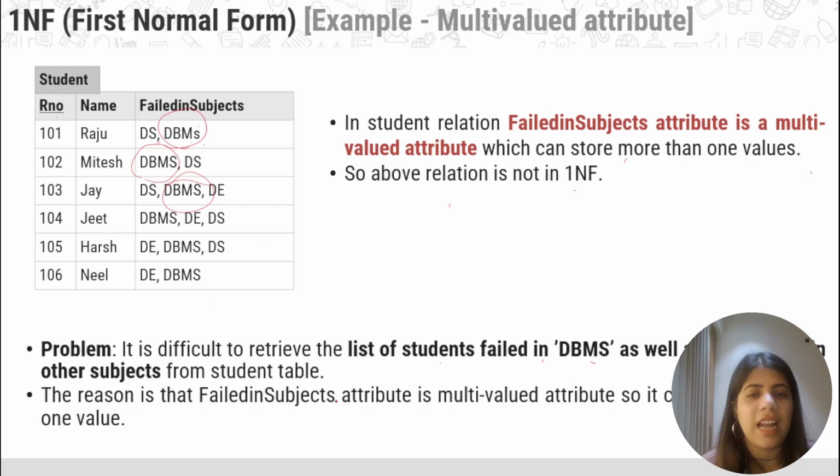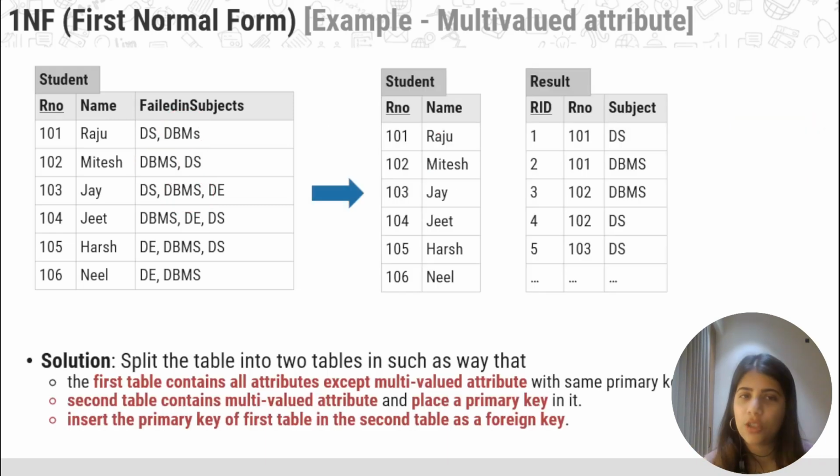So the reason is that the subject field is a multi-valued attribute, so it contains more than one value, so it is very difficult for us to retrieve any single atomic value. So how do we solve this? We divide the subject field into another table itself.